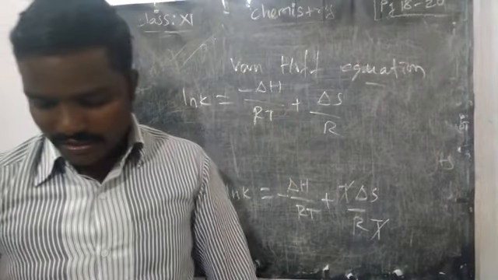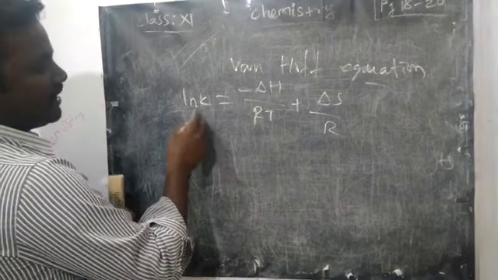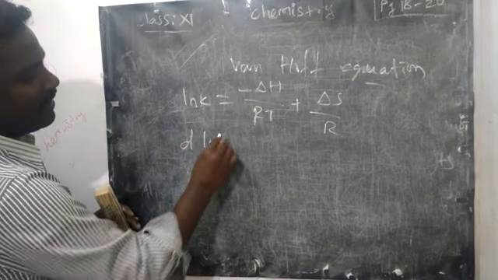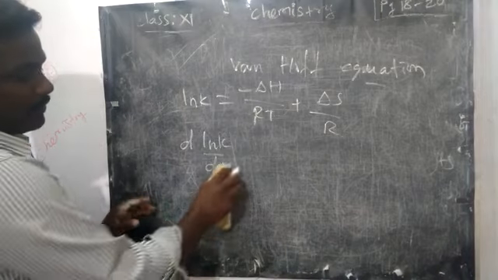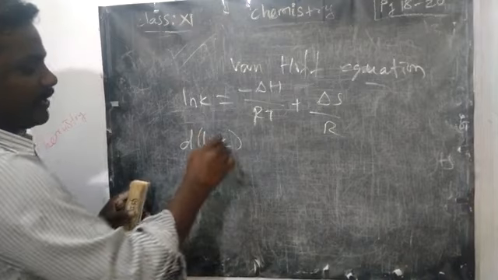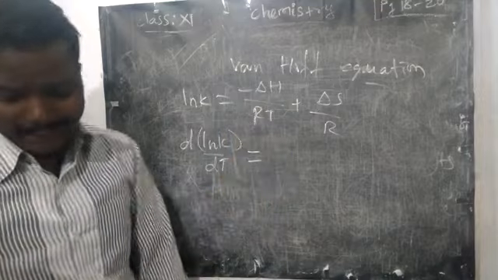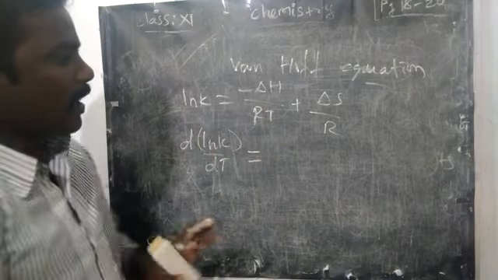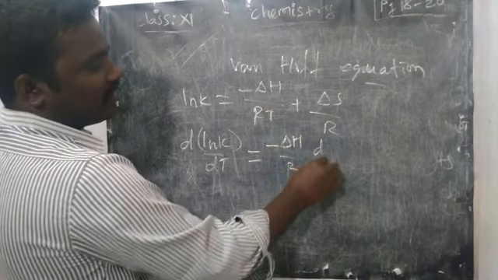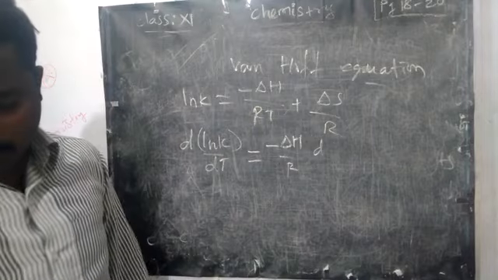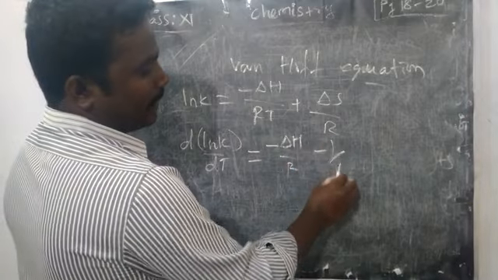Okay. This equation we can differentiate. So if you differentiate, what will happen? Differentiation of ln K with respect to temperature, not this small t, capital T. Okay, with respect to temperature we have to differentiate. So what will happen? Minus delta H by R. Delta H and R are constants, so you can take them out. So differentiation of 1 by T, what will happen? That 1 by T will give minus 1 by T square.